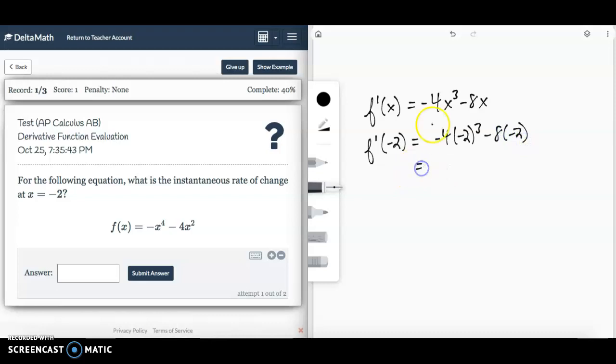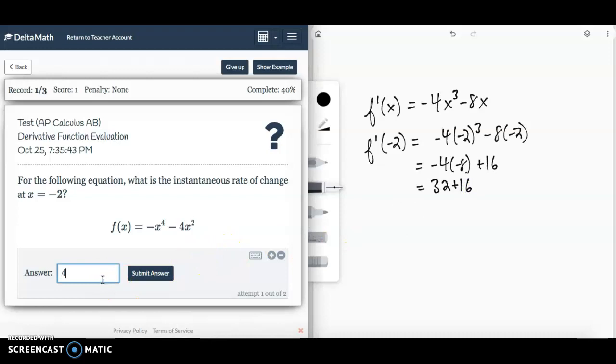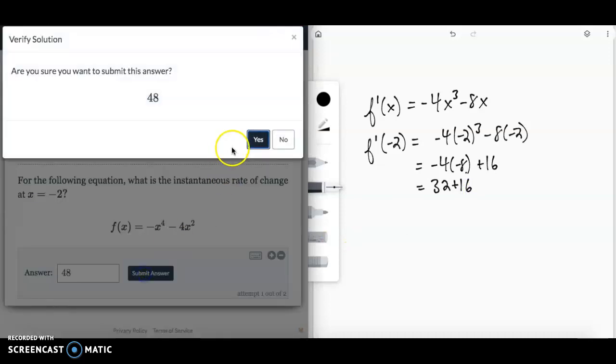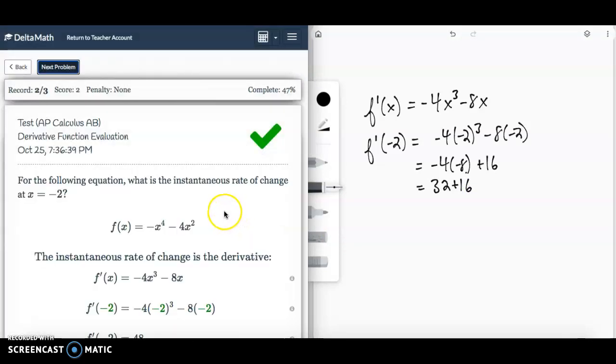So then I'm plugging it in. -4 times -8. -2 cubed is -8. Oops. And this would be a +16. 32 plus 16 gives me a whopping 48. Cool.